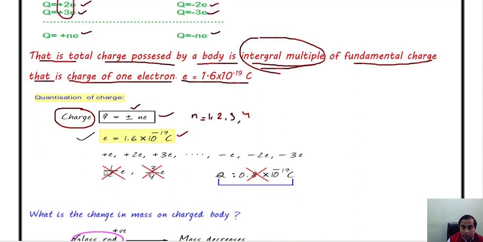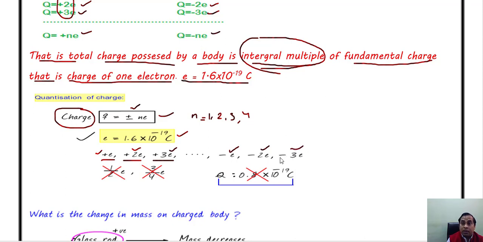So a body which gives up electrons will develop plus 1E charge, plus 2E charge, plus 3E charge, depending on whether it has given up 1 electron, 2 electrons, or 3 electrons. But suppose the body has received 1 electron, how much charge will it develop? Minus 1E. If it receives 2 electrons, minus 2E. If it has received 3 electrons, minus 3E.